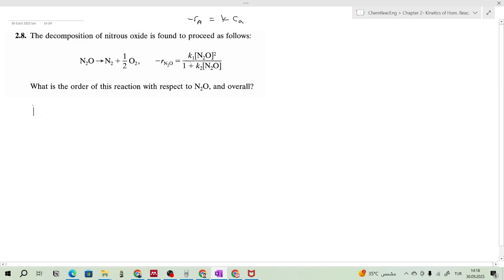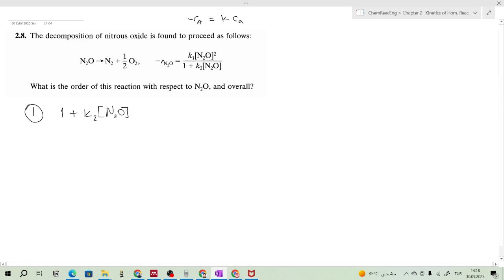We will have two regimes. We cannot decide the rate of reaction directly. We should look at the denominator and compare the values. Let's say that at the beginning I have a high concentration of nitrous oxide. So I will have this term, or we can also express it like this. You can express it as the concentration of nitrous oxide, or you can also write it like this. But when you see this parenthesis, it is always concentration. We are talking about concentration.